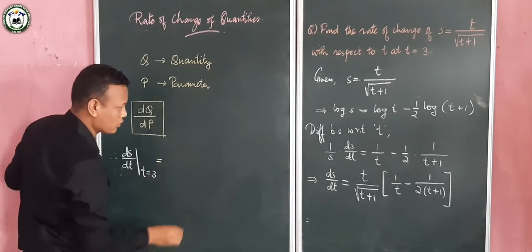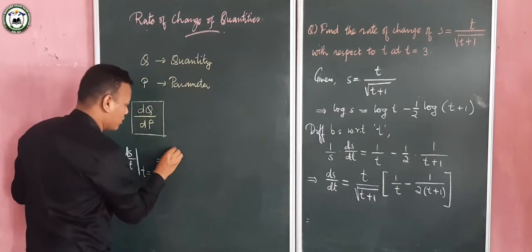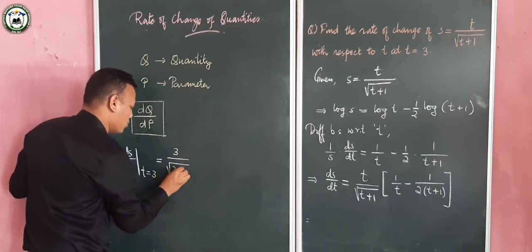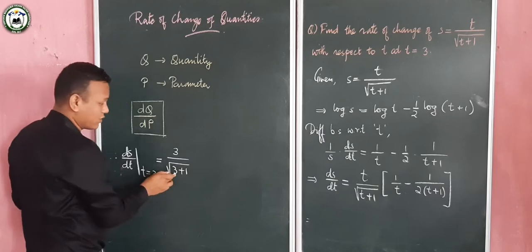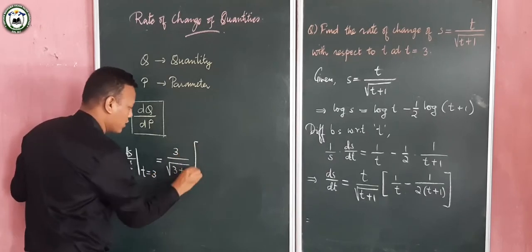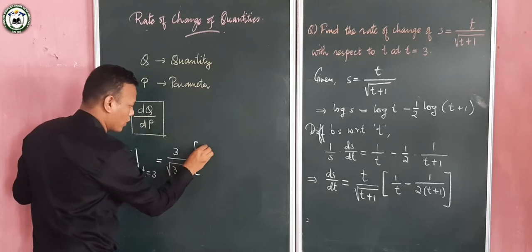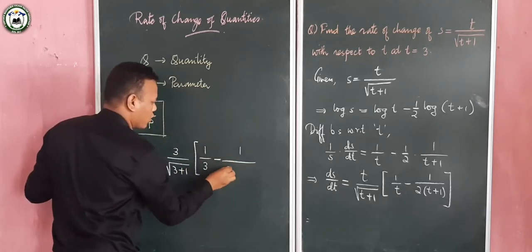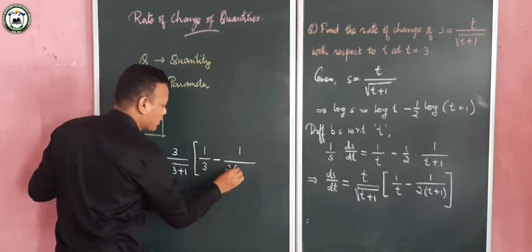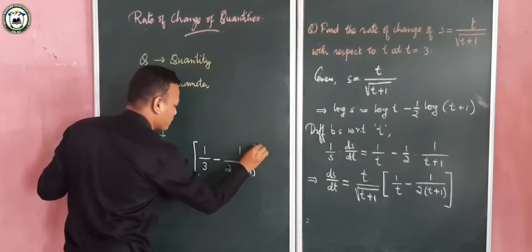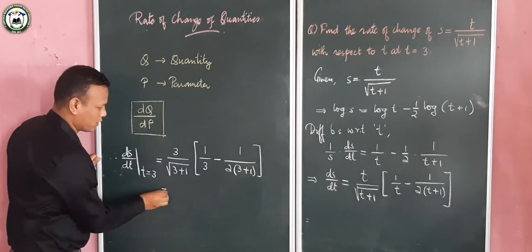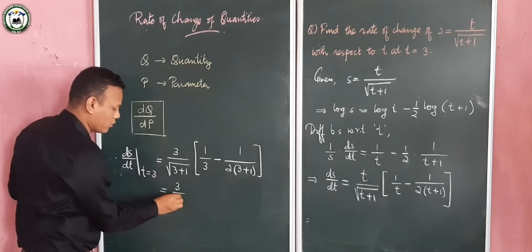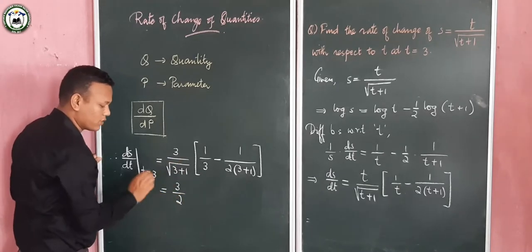So this will be equals to, so let's see how much it becomes. So we have t, that is 3 by square root of 3 plus 1, jaha jaha t cha tyaha nira ma 3 lagaudaichu, right, into 1 by t, that is 3, minus 1 by 2 into t plus 1, that is 3 plus 1. Okay, so yo bhane kati huncha bhandai, it is 3 by, okay, so square root of 4, right, square root of 4 kati huncha, square root of 4 chai hudaicha 2.